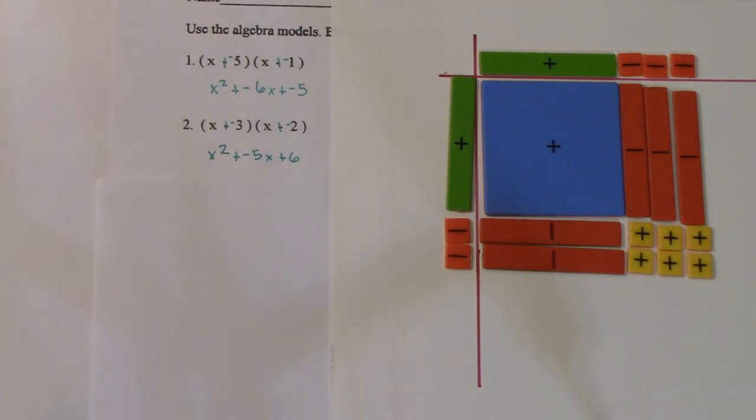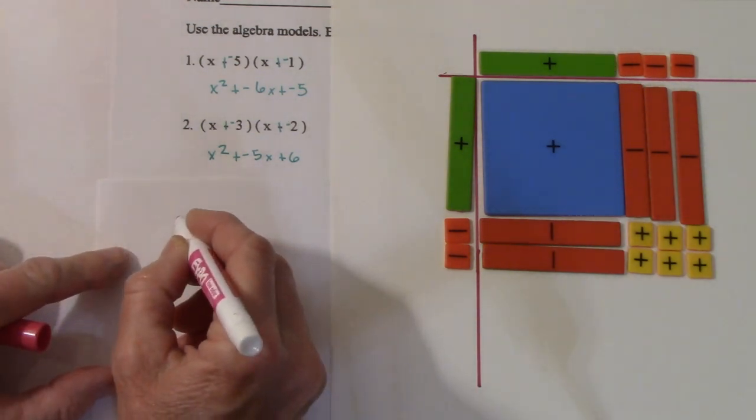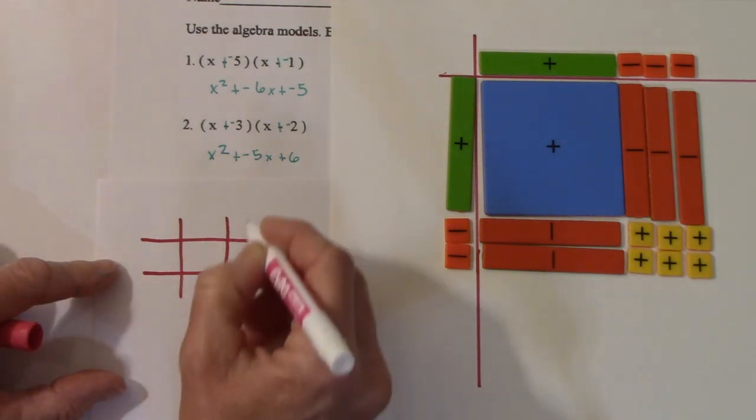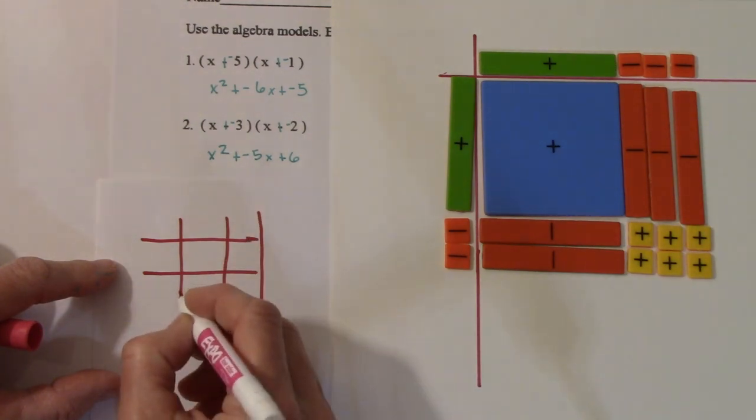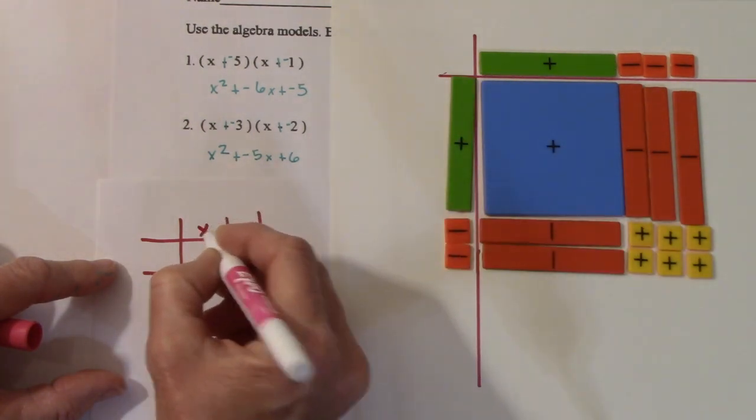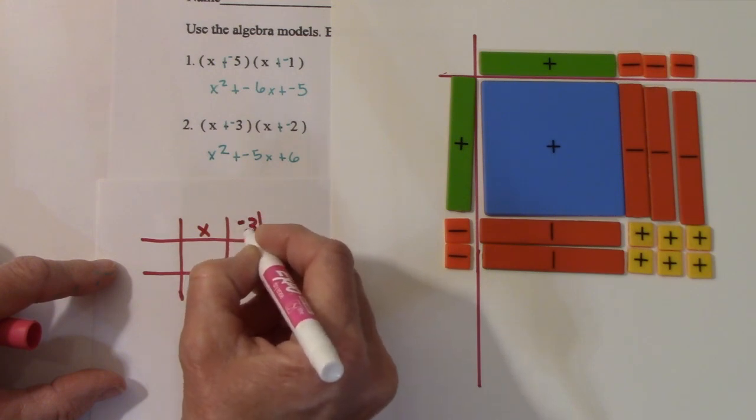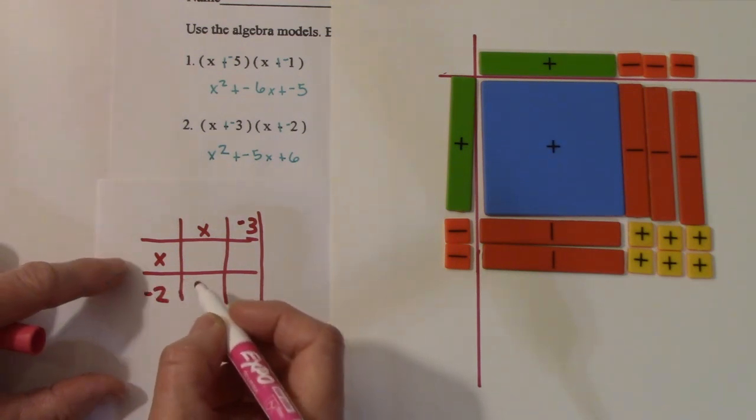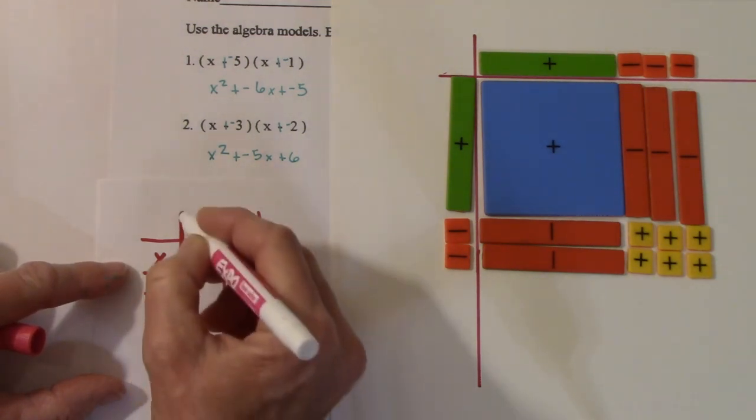Okay, some of you may be familiar with another way of seeing it, when you transition from the algebra tiles to what's called the box method. In the box method, you write the x plus, oh, in this case it's negative 3, and here it's x minus 2, and you multiply x times x.